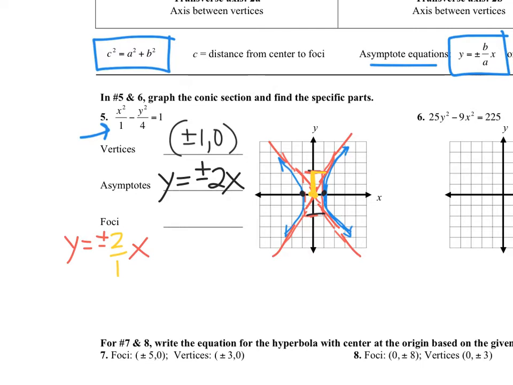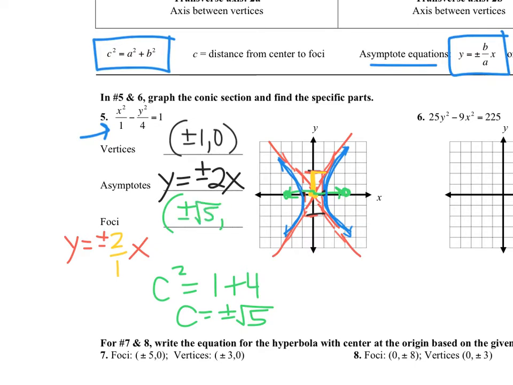All right, the foci. Foci, c squared equals a squared plus b squared. So c would equal plus or minus rad 5. From the center, we're going to go out rad 5. Now, why not up and down? Because this is a side-to-side hyperbola. So our foci have to be in here somewhere. So our foci then would be at plus or minus rad 5, 0.